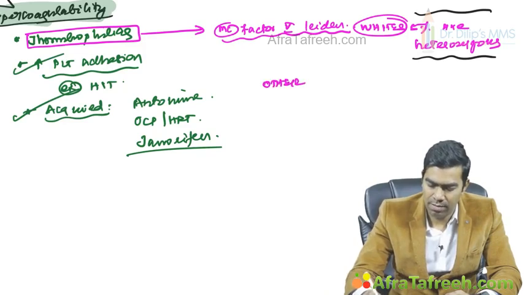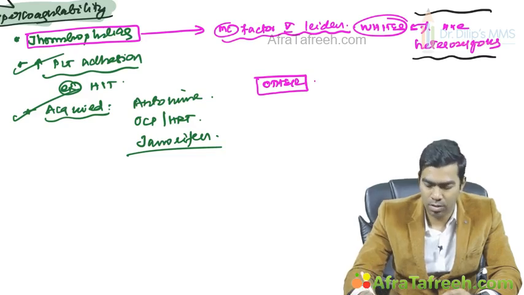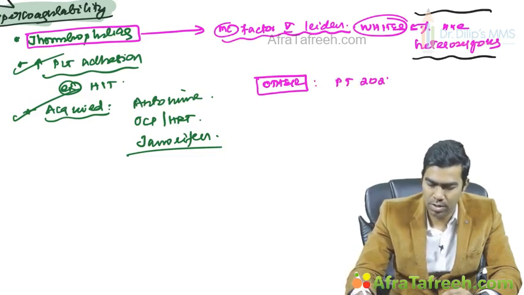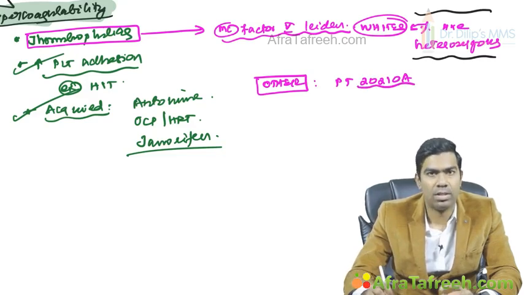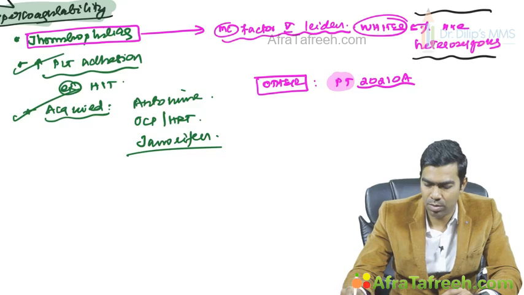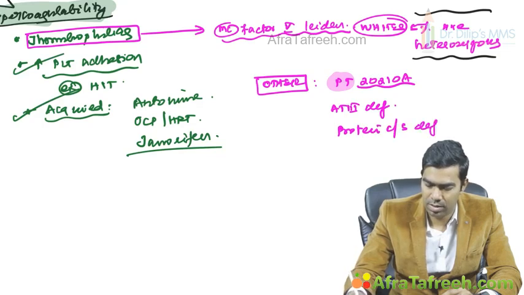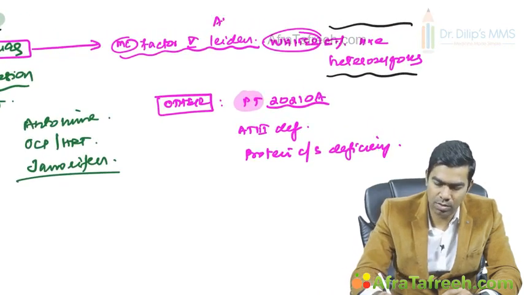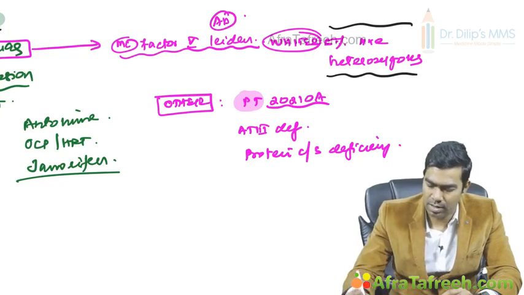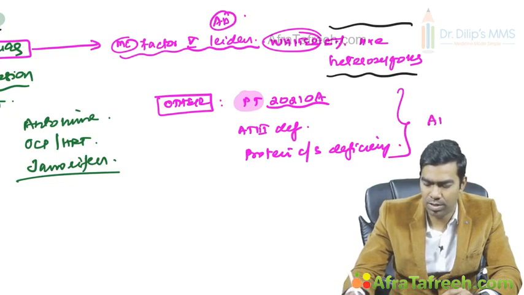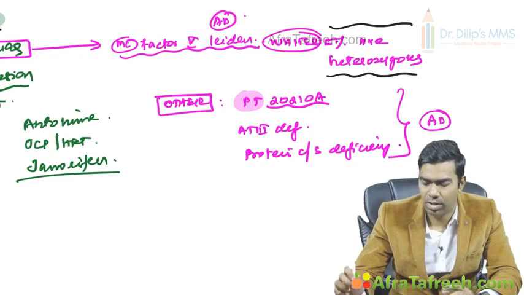Then apart from that, you have other mutations also, like prothrombin 20210A mutation. This is a prothrombin gene mutation. Simply you can remember it as prothrombin gene mutation. Otherwise, you have antithrombin 3 deficiency, then protein C and protein S deficiency. Remember, this factor V Leiden is also autosomal dominant, and this antithrombin 3, prothrombin gene mutation, protein C, protein S deficiency, these things are also autosomal dominant.